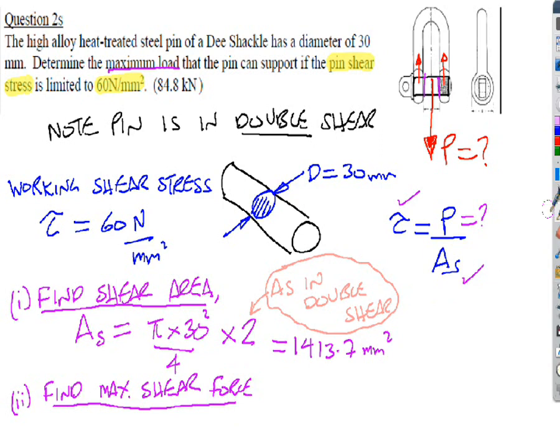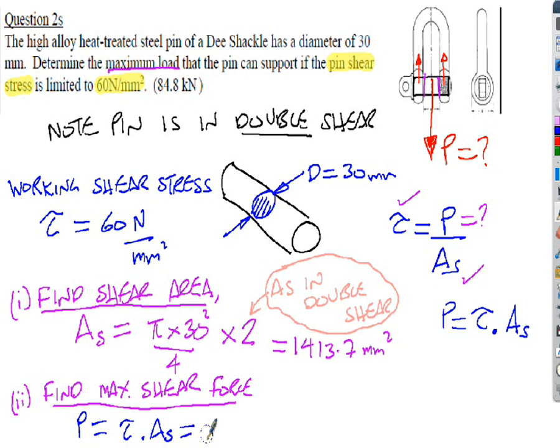Now if I rearrange the above equation, perhaps I should do it up here, P would be equal to the shear stress multiplied by the shear area. That's the formula we're using. So I'm going to use that here. P is equal to the shear stress times the shear area.